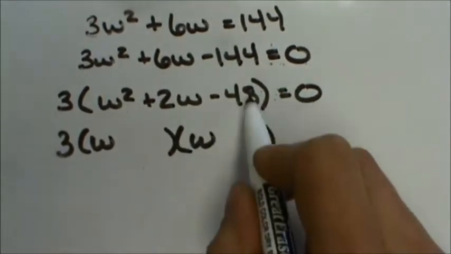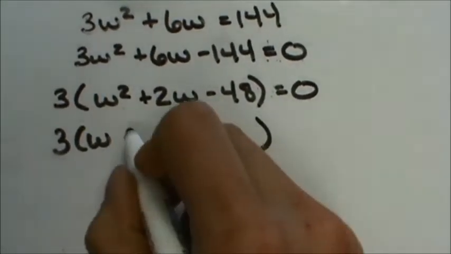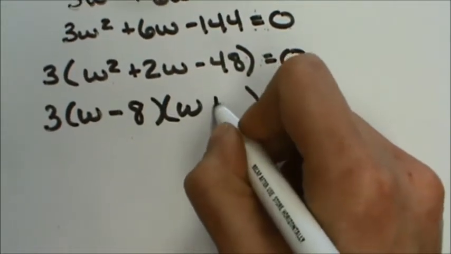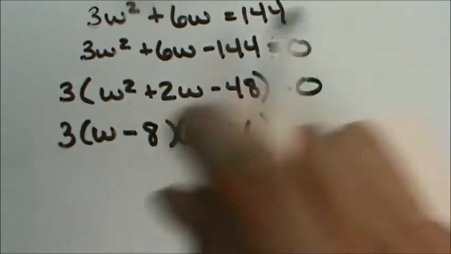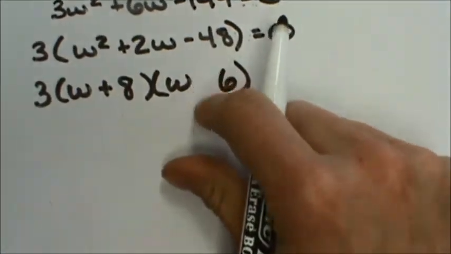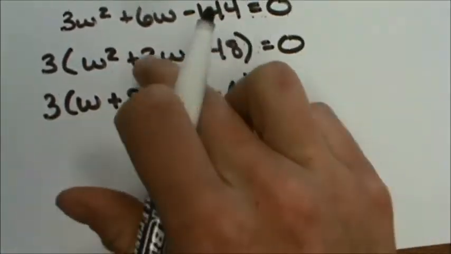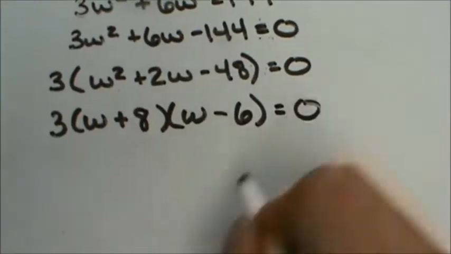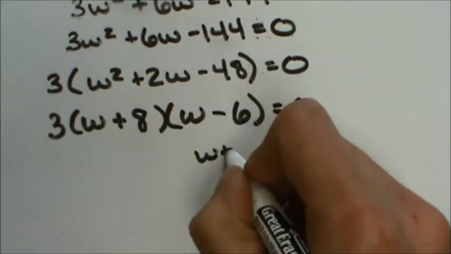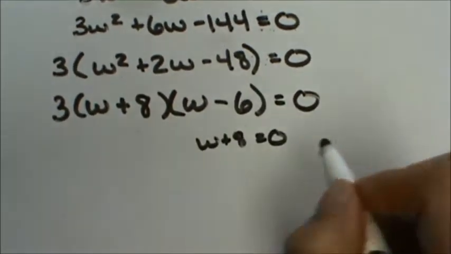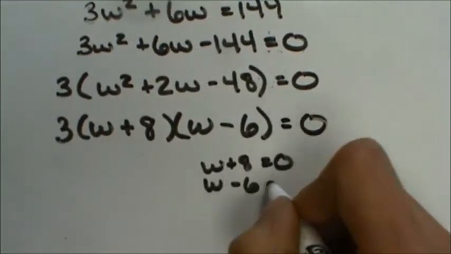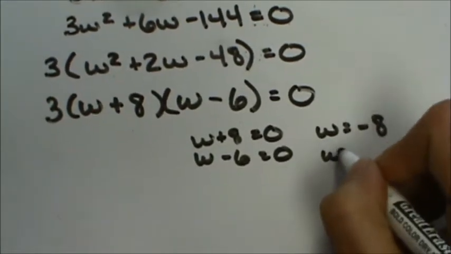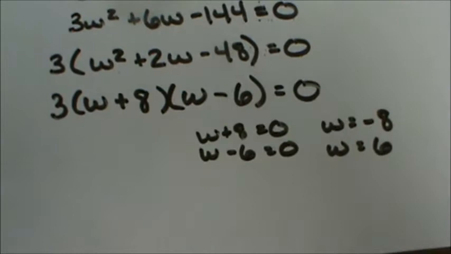What two numbers multiply to be negative 48 and add to be 2? Negative 8 and positive 6. Nope, positive 8 and negative 6. I need this to be a positive 2, so the 8 is bigger. Using the zero product property, W plus 8 could be 0, or W minus 6 could be 0. That means W could be negative 8, or W could be positive 6.